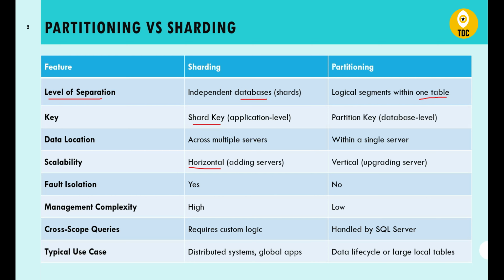So the isolation level is very high in case of sharding, because the data is split across different databases. Suppose you have customer data, and you have sharded based on the location, or a country for that matter. So country A data is in a different server, country B data is in a different server. At that level you have a high level of fault isolation basically. In case of partitioning, that's not there because the data is in one particular table. Only the logical separation happens in the table, right?